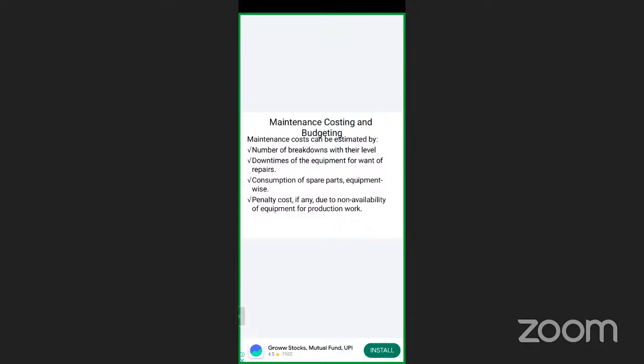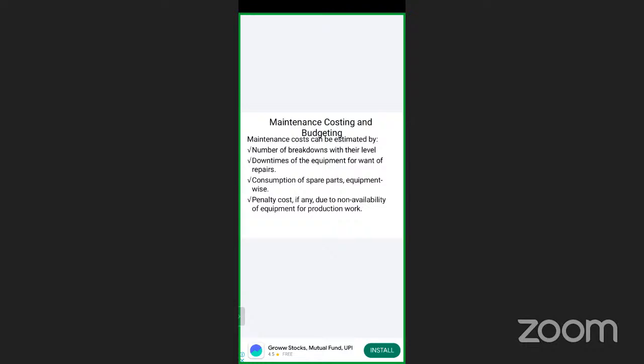So we will see this topic of maintenance costing and budgeting. As you can see in the slide, maintenance costs are dependent on some factors like how many breakdowns are there and what is the level of breakdown. Is it the breakdown has happened at the primary level or is it at the very critical level? Then you have the opportunity cost concept, which you must have learned in economics. When the machine is not available for you, it is out for maintenance, there is a breakdown, you are losing the time with that equipment, and in that you are losing an opportunity.